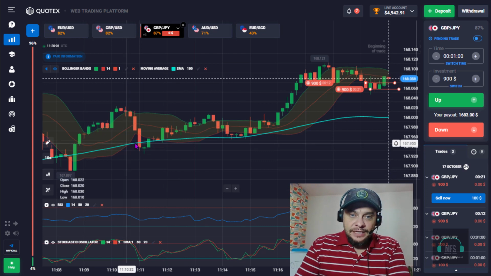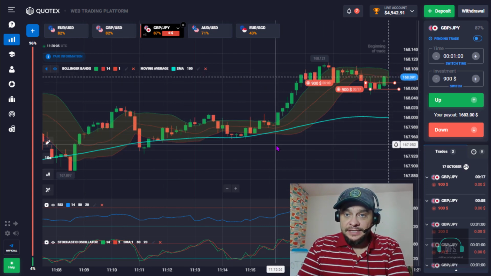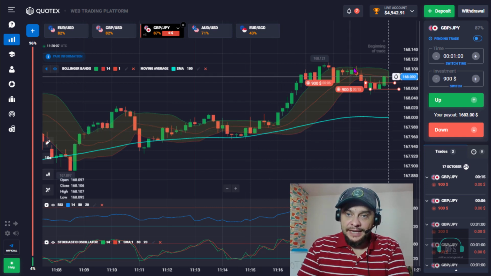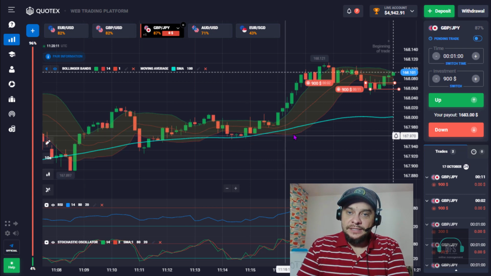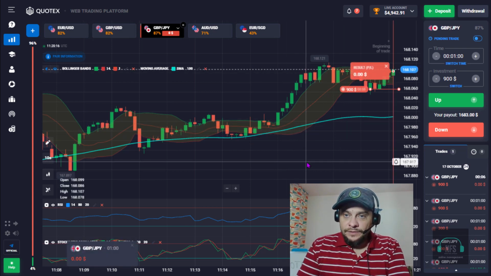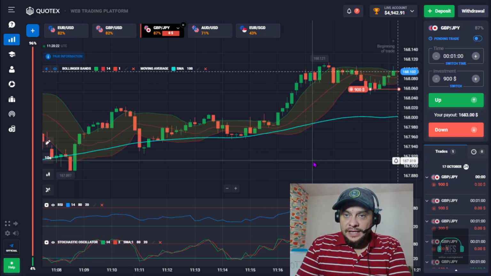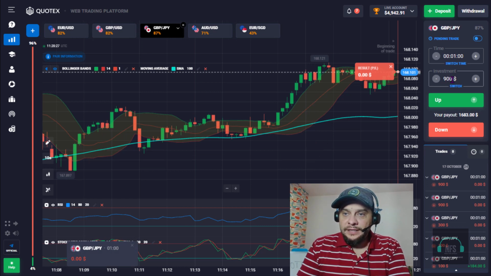As you can see, we are above this 100 simple moving average, and that means here we should chase up trades. When we are below this moving average, that means we should be chasing down trades, of course. And let's have a look. So both of them are out of the money.